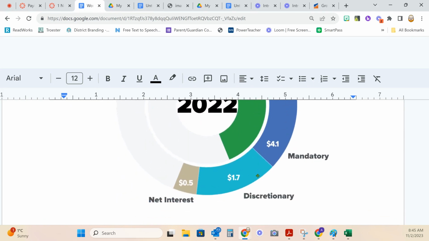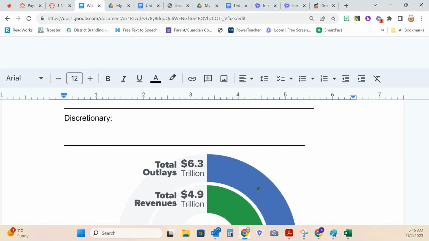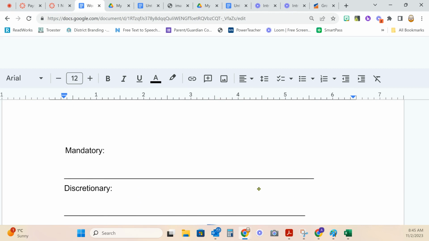Now you see that there are 2 different categories for most of the spending, mandatory and discretionary. Do some internet searches. Just look up the words mandatory and discretionary and write the definitions that you find.